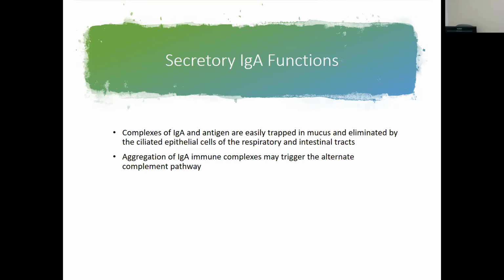Aggregation of IgA immune complexes may trigger the alternate complement pathway. We're coming to complement, so it's another one of those, hey, you got something coming. There's different ways complement gets activated. There's actually 3, and we're going to go over all 3. The IgA would be one way of complement activation.